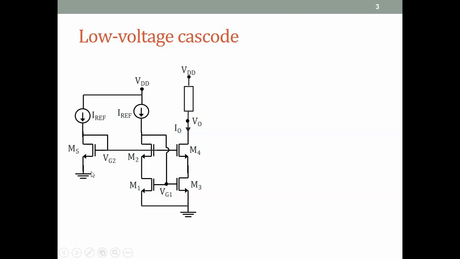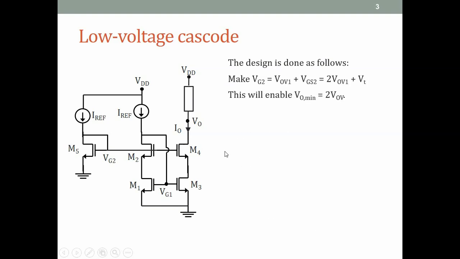So here is an additional kind of current mirror kind of thing added. It's actually not a current mirror. It is another circuit that generates a DC voltage, which we had discussed last time. Alright, so this is the circuit. Now how do we design this? So this is how we design.